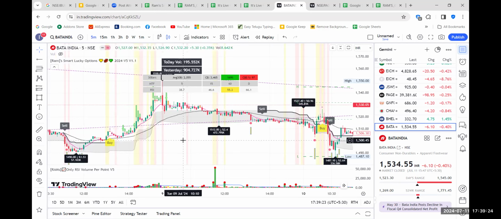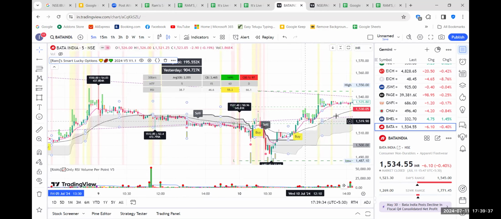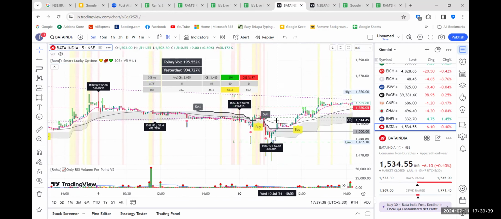Yeah, 9th, sir, this one. So on the 9th, the price itself opened high and it has fallen. So on 9th, we did not get any buy opportunity. But on 10th, we actually missed the opportunity.